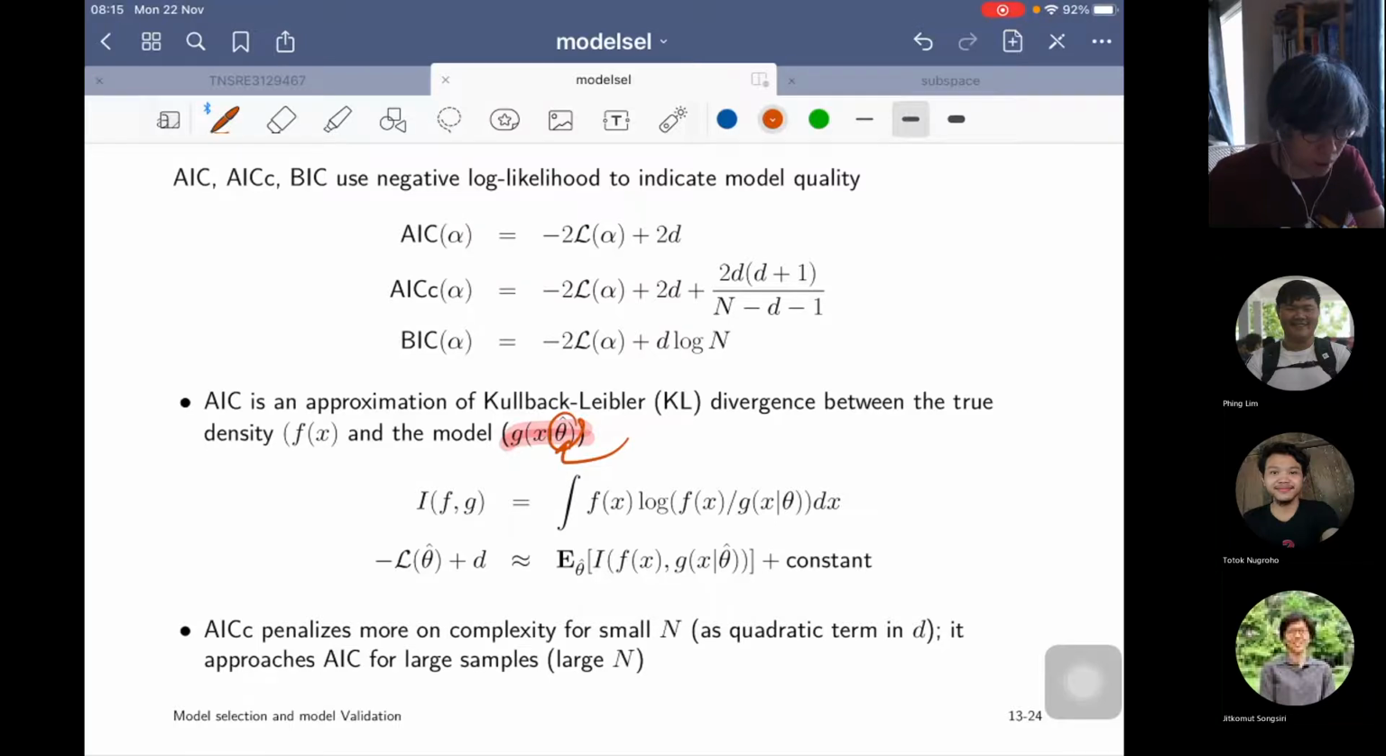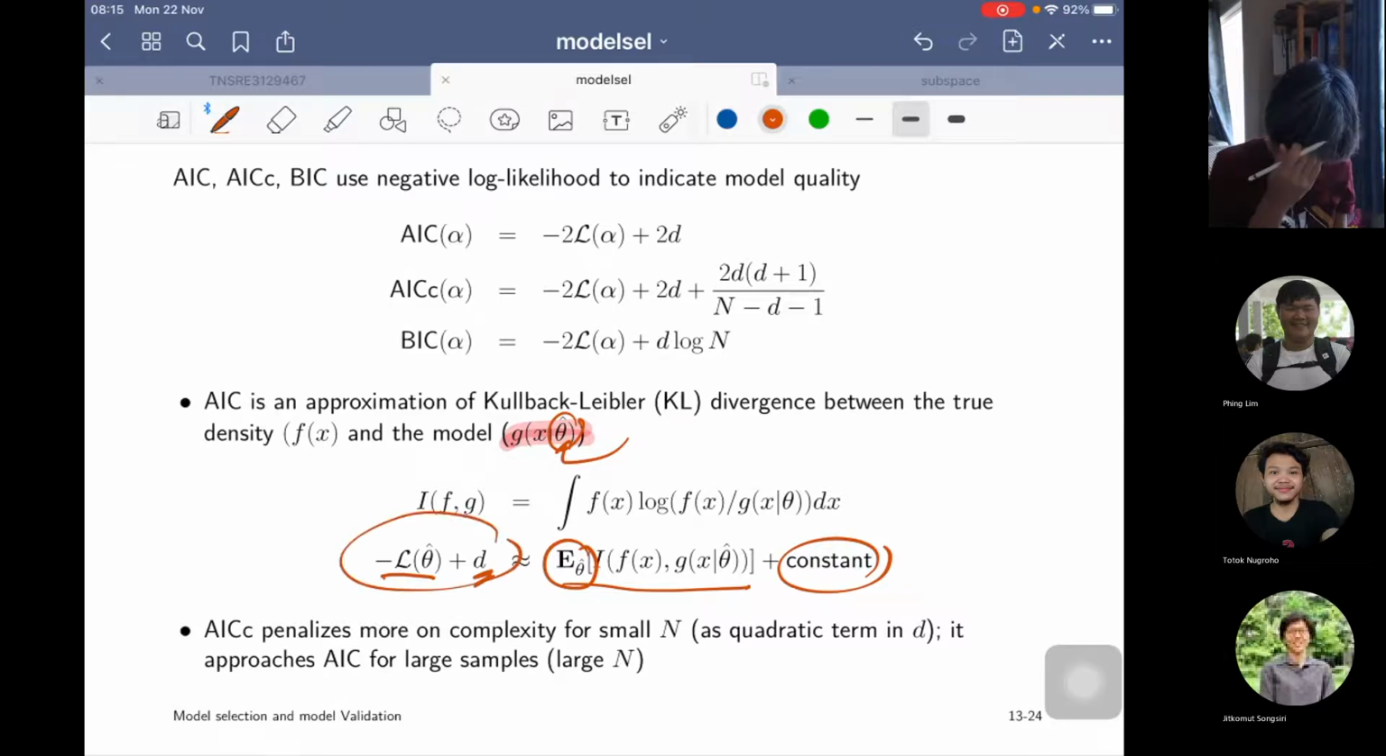The AIC score is derived in such a way that the negative log likelihood plus D is an approximation of the average of KL divergence, the average over all theta hat, over the model's parameters, plus some constant. So we'll say that the AIC is an approximate, but biased, version of the expectation of KL divergence.